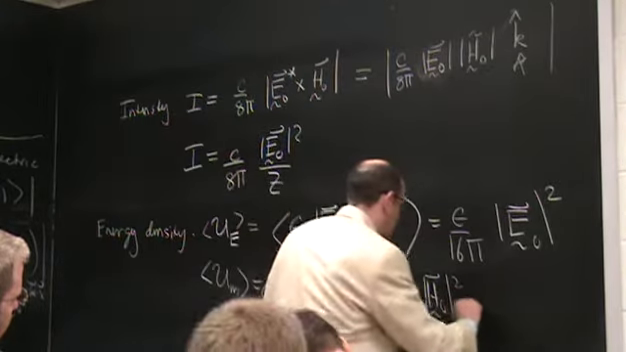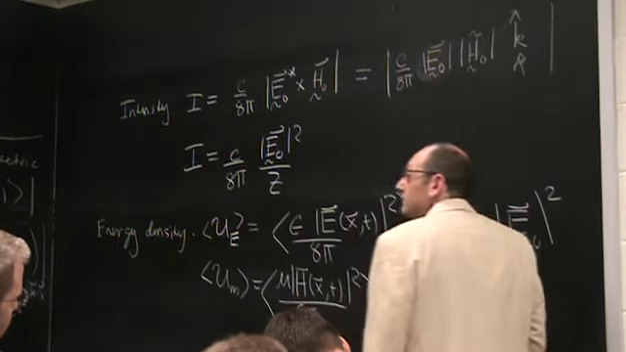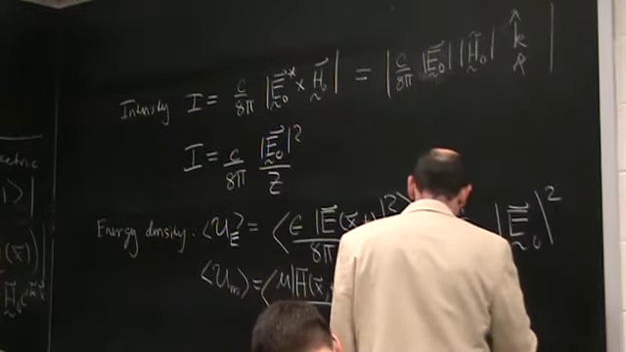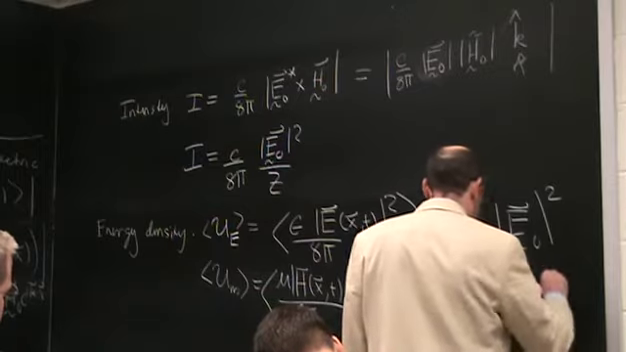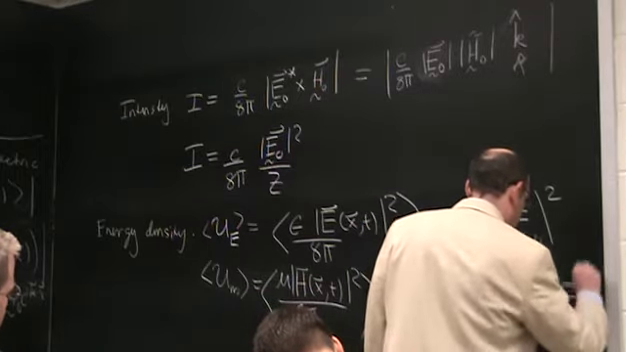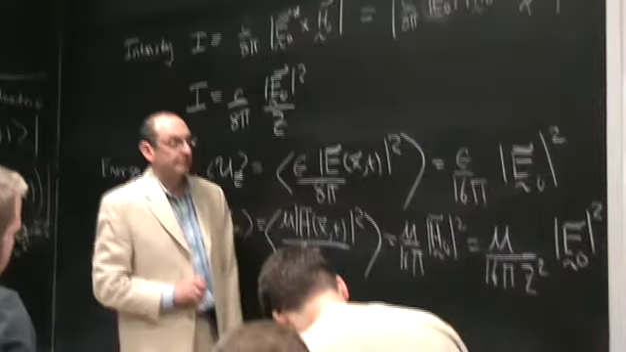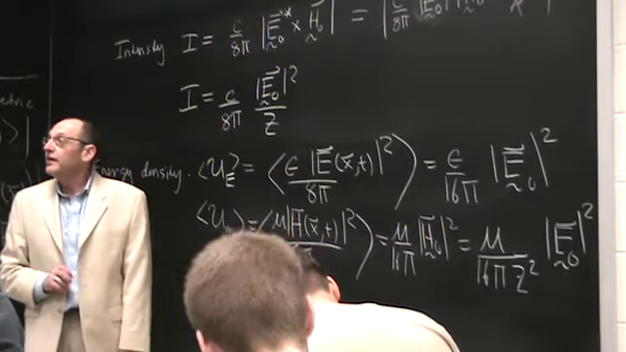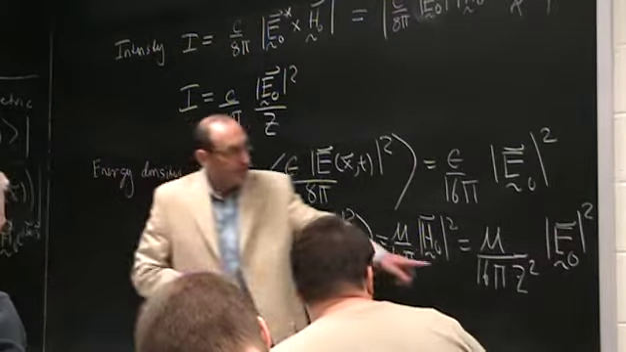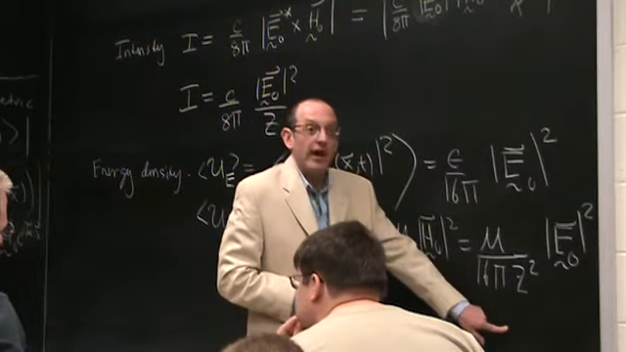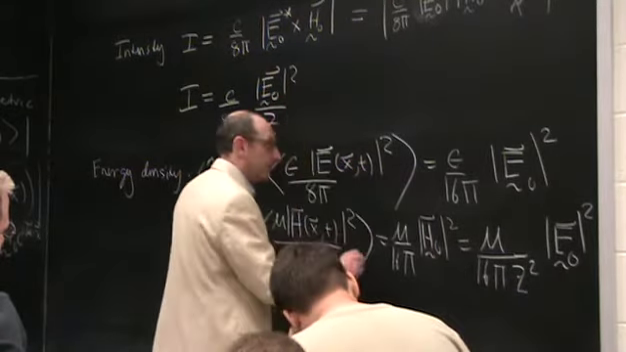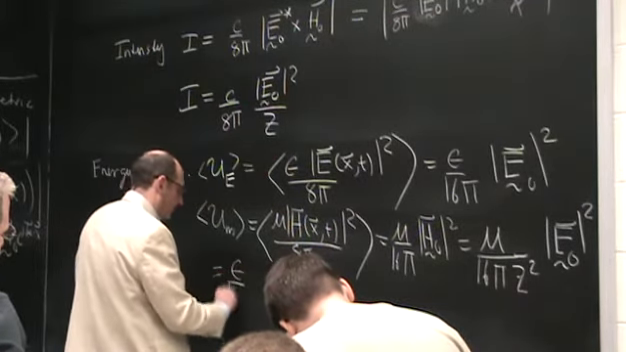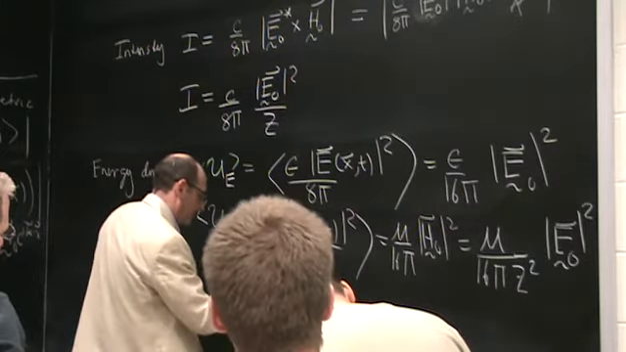Which is equal to mu over 16 pi, the impedance squared, E naught squared. But 1 over the impedance squared is, if we put in the impedance squared here, mu over epsilon. So this is equal to epsilon over 16 pi E naught squared.